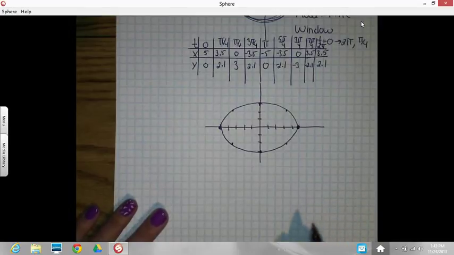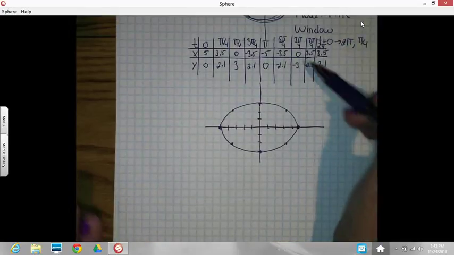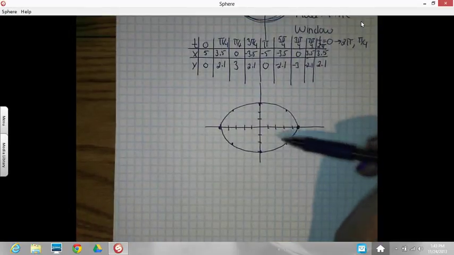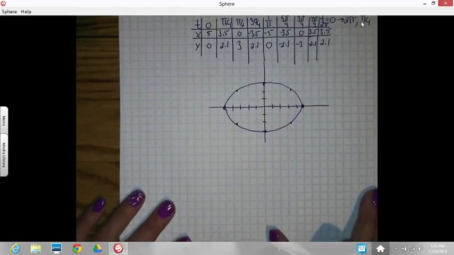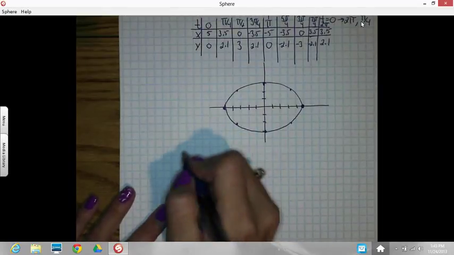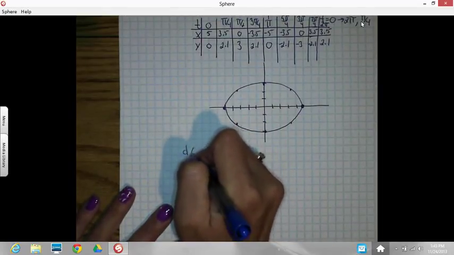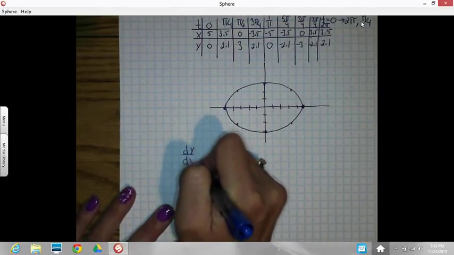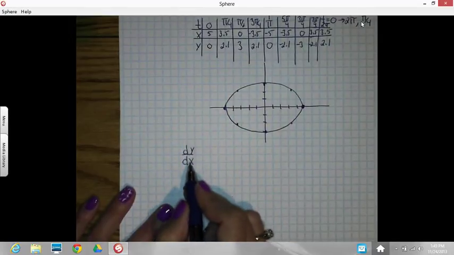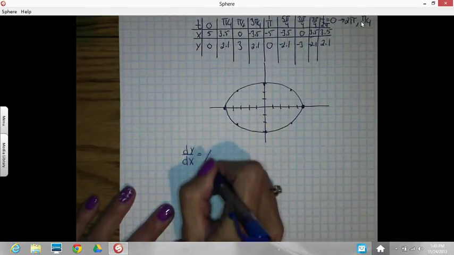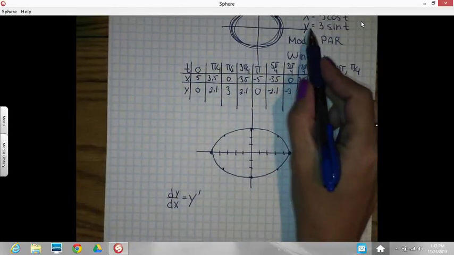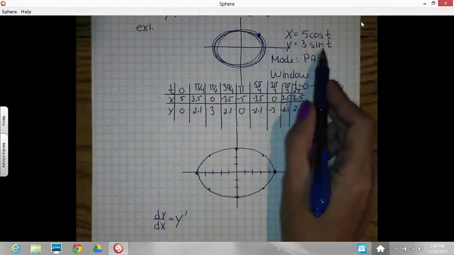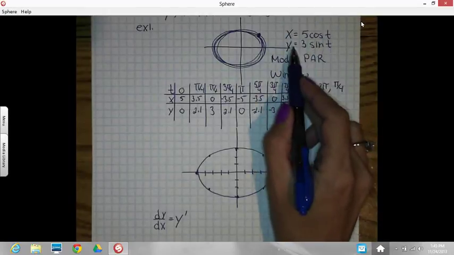All right, so no calculus yet, just graphing and using the calculator, making a table of points. Now to find the derivative, remember our derivatives, we always say y prime, but really what we're finding is dy/dx. That's the derivative of y with respect to x. We've been calling that y prime all year. Well, I don't have a single y equation in terms of x. I've got an x equation in terms of t and a y equation in terms of t.